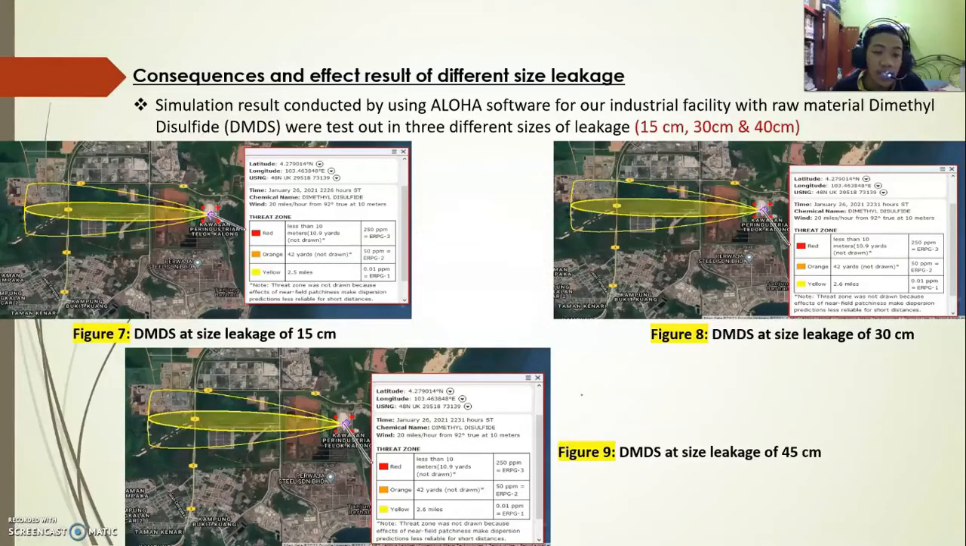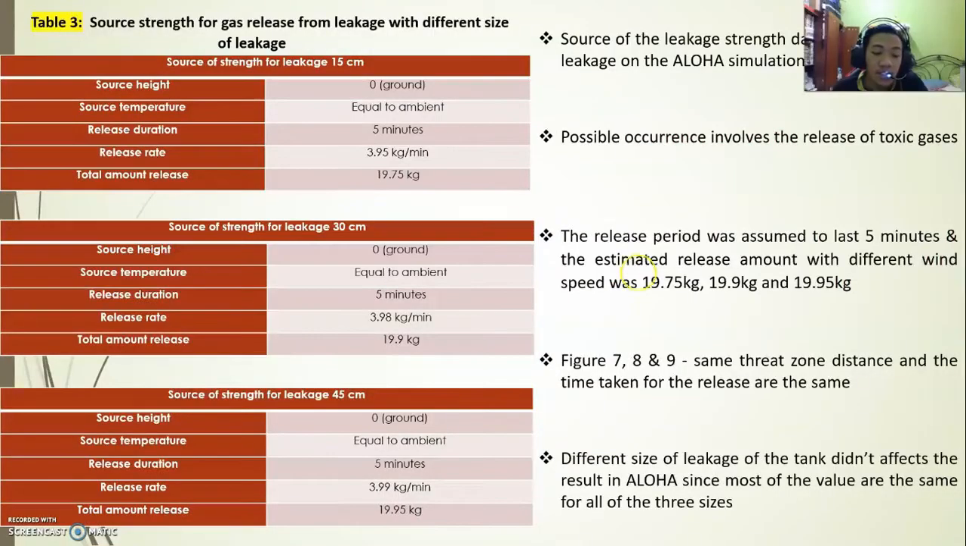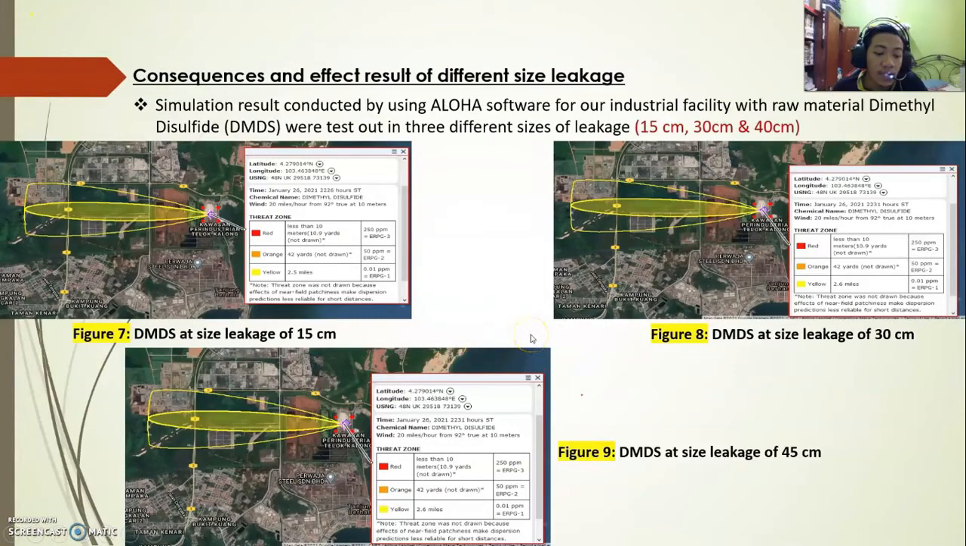Consequence modeling was made using the ALOHA software, where it refers to the calculation or estimation of numerical values or graphical representations that describe the credible physical outcome of a loss of containment scenario involving flammable, explosive, and toxic material with respect to their potential impact on people, assets, and safety functions. The scenario of the tank was containing an unpressurized flammable liquid which led to tank failure. Based on the figures, all of them have the same threat distance and the time taken is the same. The different sizes of leakage didn't affect the result much, since most of the values are more similar or the same for all 3 sizes.